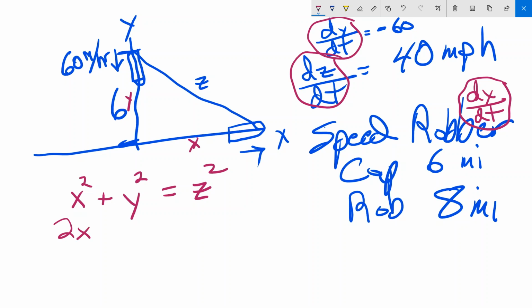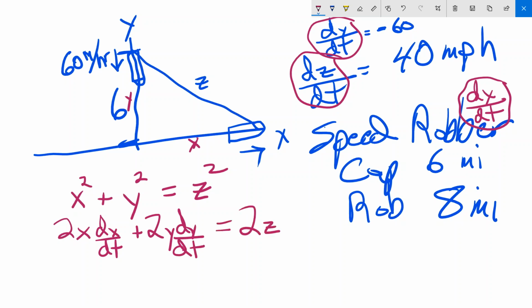So we're going to have 2x times dx/dt plus 2y times dy/dt equals 2z times dz/dt. Now, if you look at that equation, we need x, we need y, we need dy/dt, and we need dz/dt, and we have all of those. That's right. So we're trying to solve for that. So let's plug in everything else that we have.